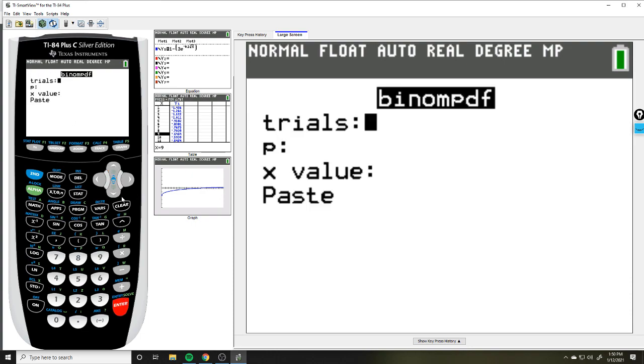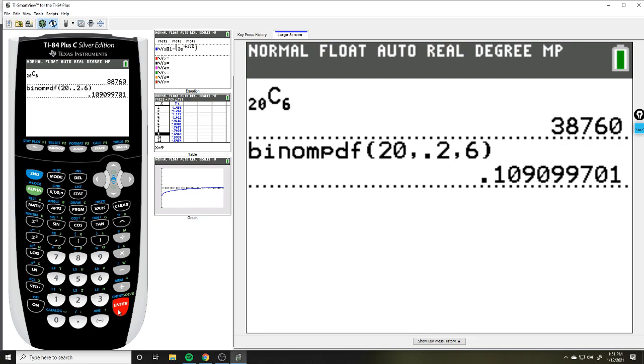And you'll notice that it'll have me fill everything in. You're going to put in N, you're going to put in P, you're going to put in the value you're trying to find. So 20 is our N, that's the number of questions we had. P is 0.2. And our X value is 6, because we want to know the probability of getting exactly 6 right. So on the AP test, you're going to need to show the work. You're going to need to show the formula. You're going to need to be able to describe the distribution. But actually working out the long calculation, let the calculator do that work for you. 0.109.